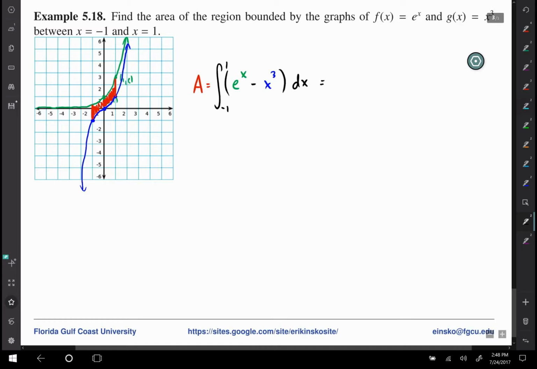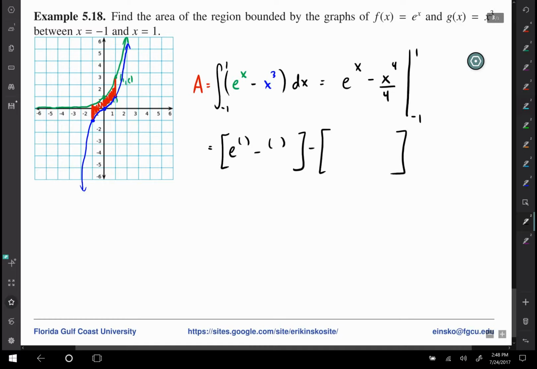Okay, well the integral of e to the x is e to the x, and the integral of x cubed is x to the 4th over 4. Now we're going to plug in our upper and lower bounds, 1 and -1. So I'm going to write down 2 copies of this function and take their difference. So this is e to the something minus something to the 4th over 4, e to the something minus something to the 4th over 4. I'm going to plug in 1 for my upper bound and -1 for my lower bound.